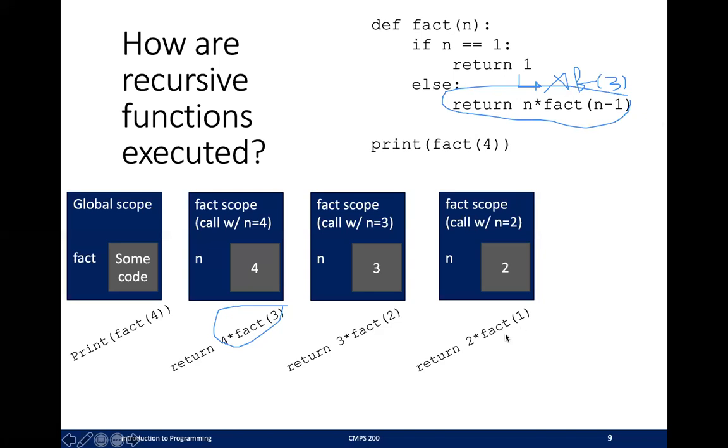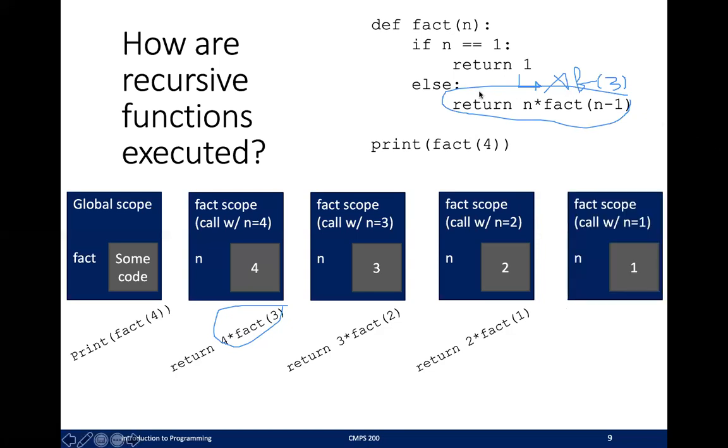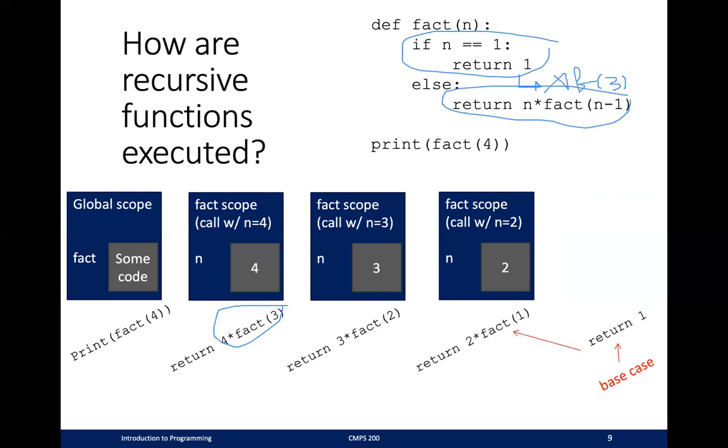Now, factorial of 1 is another call of the function. That means open another scope where n is equal to 1. And now I hit the base case. Yes, n is equal to 1. What do I return? Return the value 1. To whom? To the caller. I get into the if, not the else, and return 1 to the caller.